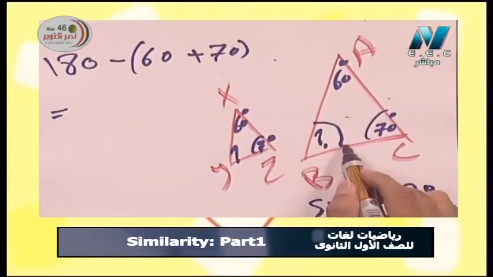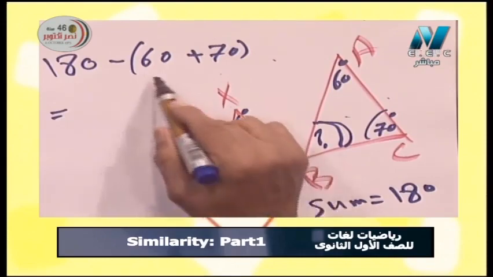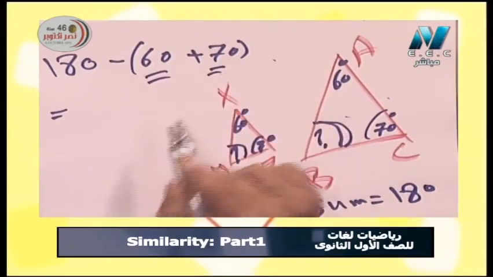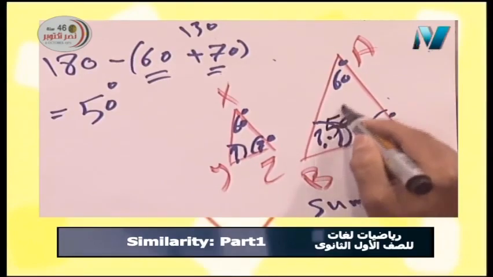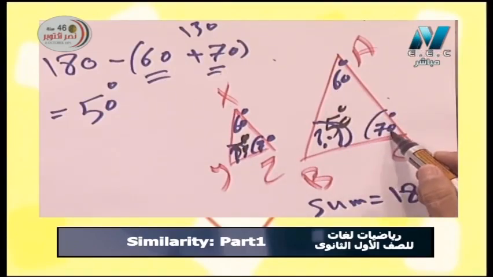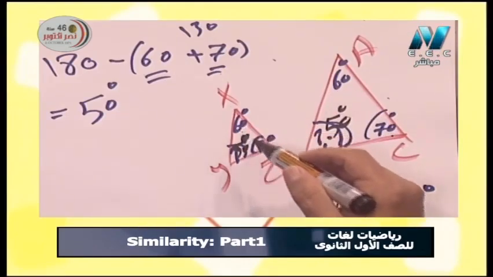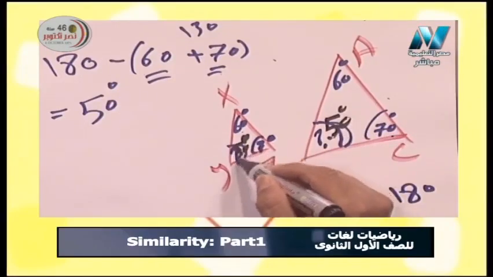So the measure of angle B or Y equals, sorry, these angles 60 plus 70, we have 130 degrees, so it's 50. The angle B here is 50 and the angle Y is 50 also, 50 and 50. So when two angles in a triangle equal the corresponding two angles in the other triangle, then the third angle here equals the third angle here.